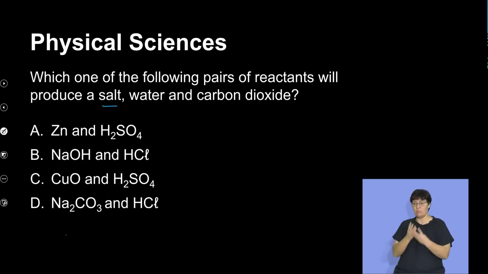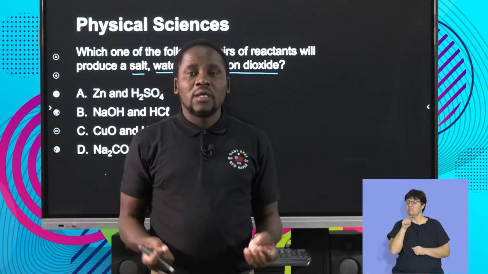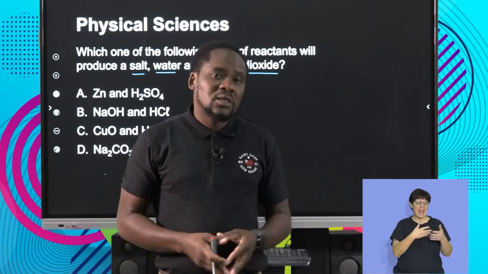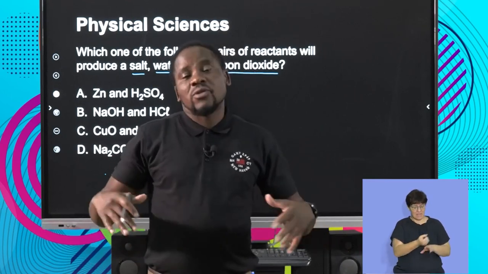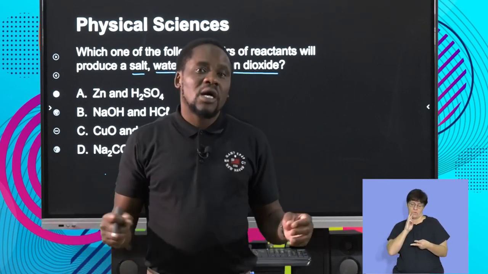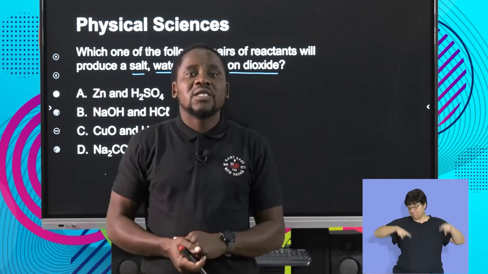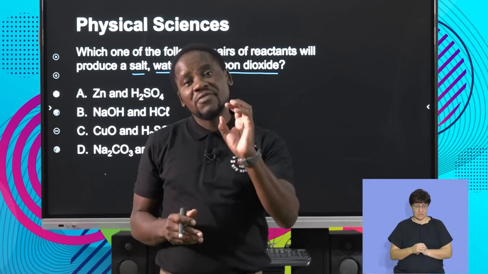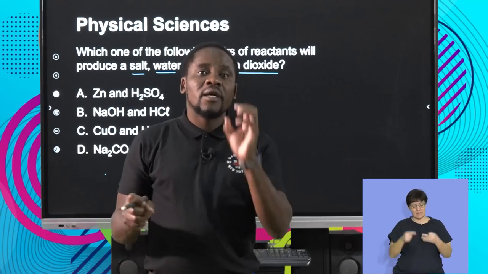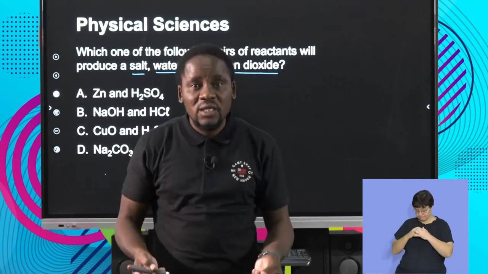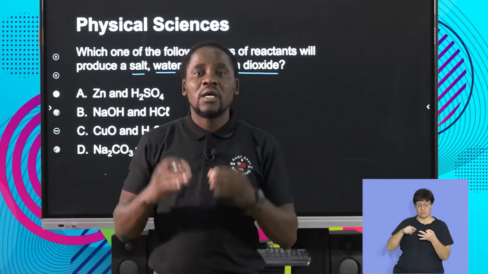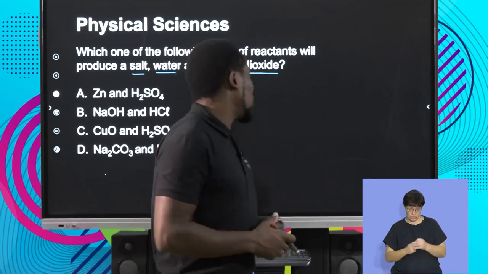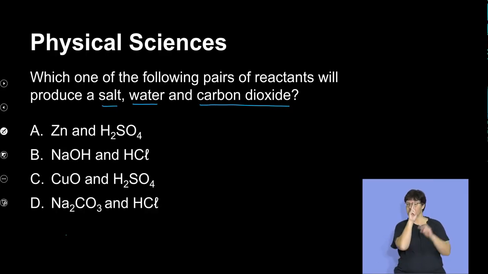Let's look at the next one, which says which one of the following pairs of reactants will produce salt, water, and carbon dioxide. This takes us back to the types of reactions. Any acid-base reaction produces salt and water. The production of salt has a wide range of reactions. In this case, the question specifically wants us to identify a pair of reactants that are going to react to give us salt, water, as well as carbon dioxide. So we're going to interrogate each one of them and see which one gives us salt, water, and carbon dioxide.